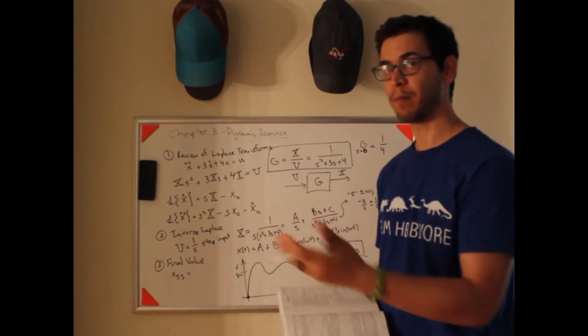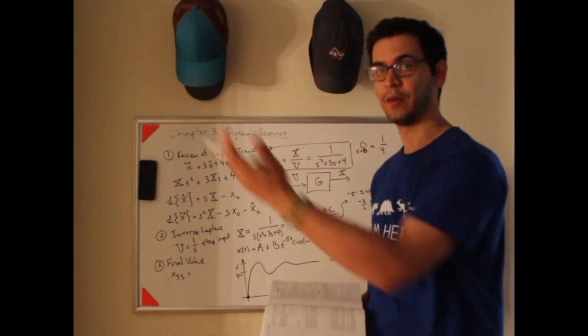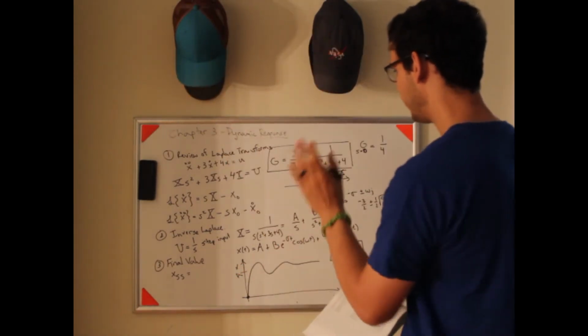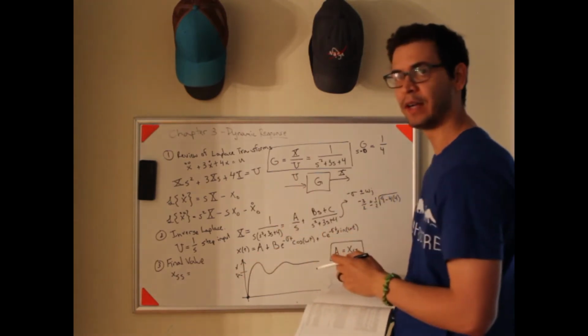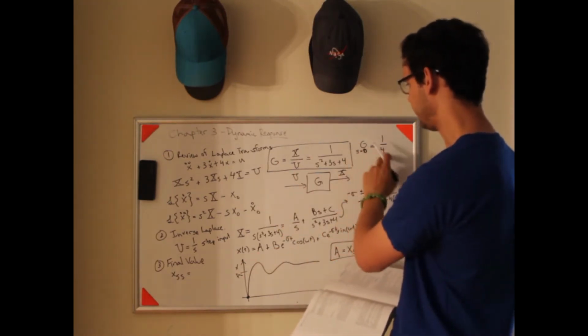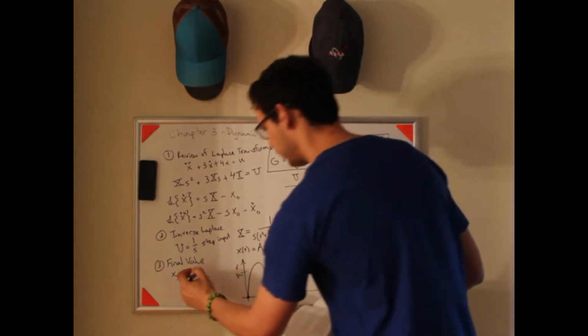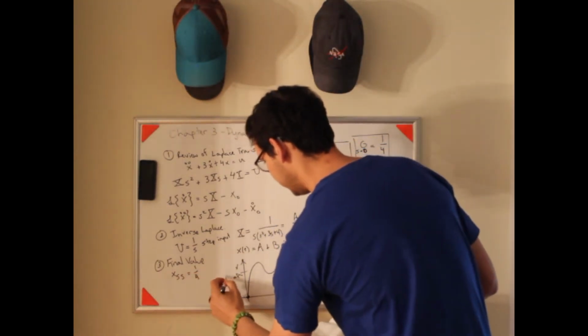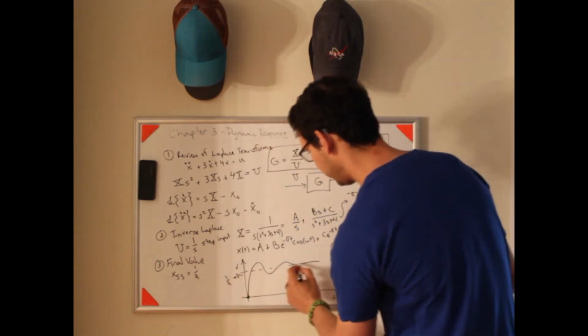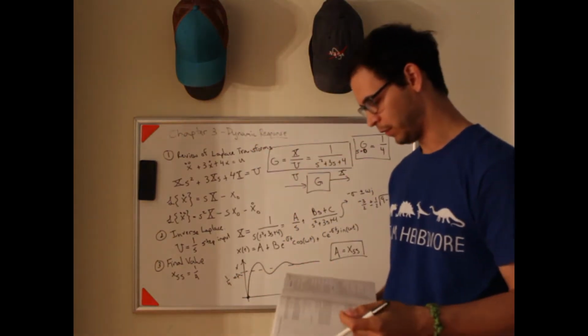If you hit it with a ramp, it's going to go off to infinity because you're hitting it with a ramp. But if you hit it with a step, it's going to settle out to a final value, and that steady state value is using this formula. Plug in s equals 0, you get 1/4. So this is 1/4, which means A is 1/4. Okay, and you can verify this in simulation if you need to.